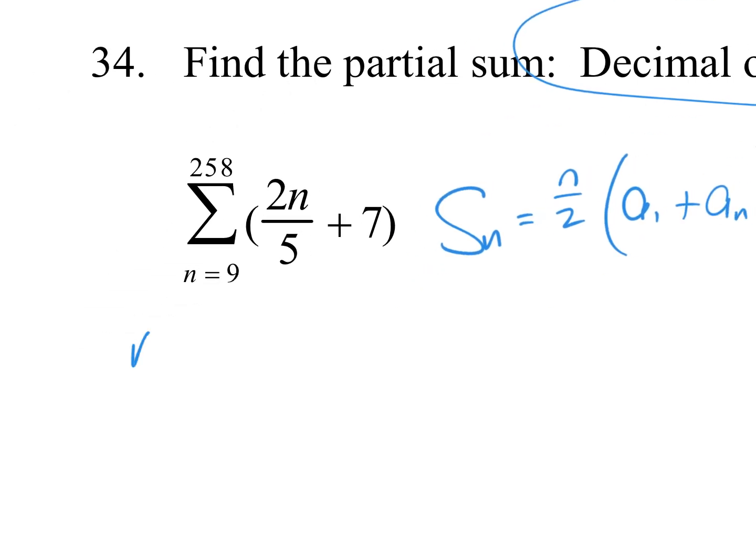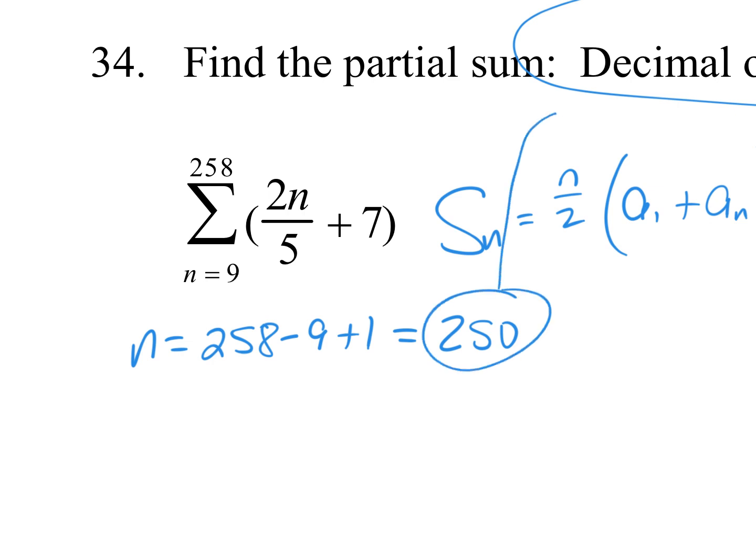How do you find the n? How do you know the number of numbers? It's top minus bottom plus 1. What's 258 minus 9 plus 1? 250. Okay, so this goes here. How do you find the first term? What number do you plug in?